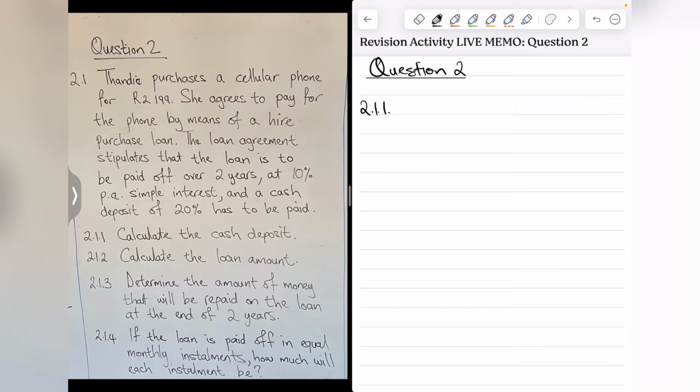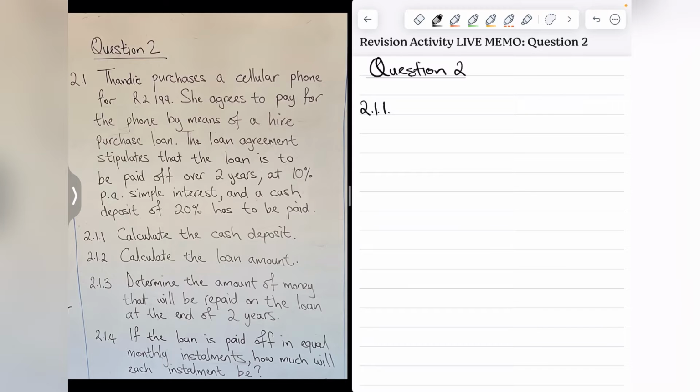And we are going to jump straight into the scenario. Tandy purchases a cellular phone for 2,199 Rand. She agrees to pay for the phone by means of a hire purchase loan. The loan agreement stipulates that the loan is to be paid off over 2 years at 10% per annum simple interest, and a cash deposit of 20% has to be paid.